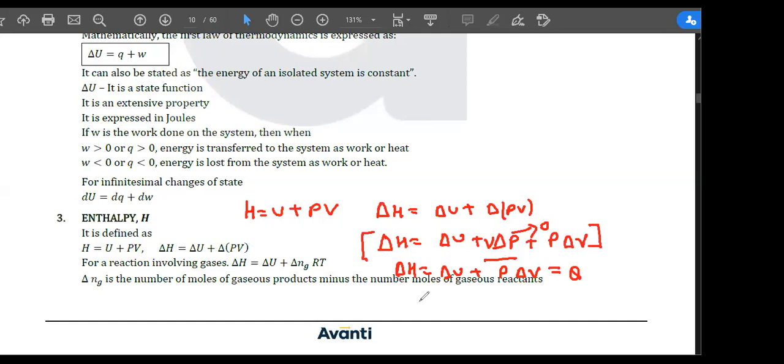And in general, delta H is equal to n Cp delta T, because here pressure is constant. Got it, everyone? So delta H is equal to delta Q in an isobaric process, and delta H is equal to n Cp delta T for all the processes. Okay?